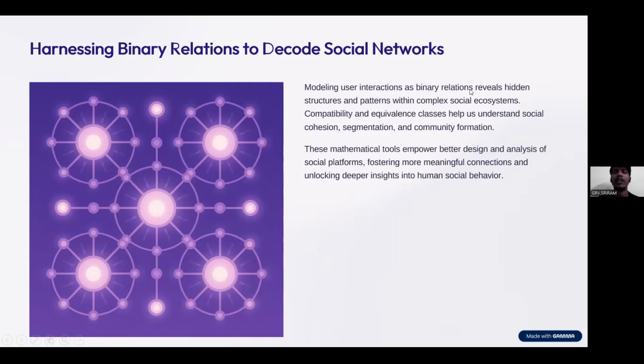Harnessing binary relations to decode social networks. Modeling users' interaction as a binary relation reveals hidden structures and patterns within complex social ecosystems. Compatibility and equivalence classes help us understand social cohesion, segmentation, and community formation. These mathematical tools empower better design and analysis of social platforms, fostering more meaningful connections and unlocking deeper insights into social behavior.